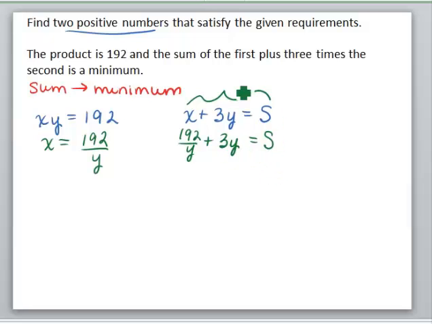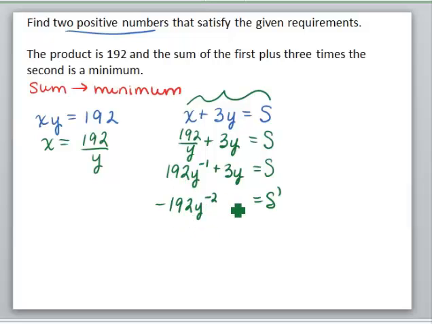I'll be ready to minimize this, which means I'm going to be taking the derivative of it with respect to y. So I'm going to rewrite the s first as 192 y to the negative first plus 3y. Now I'm ready to take this derivative. The derivative would be negative 192 y to the negative second plus 3.